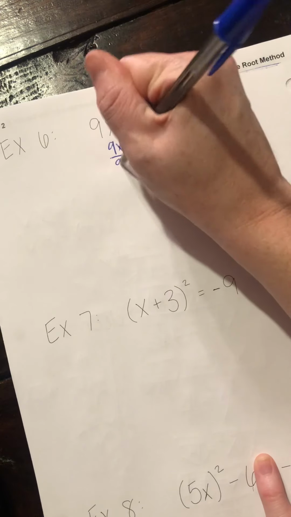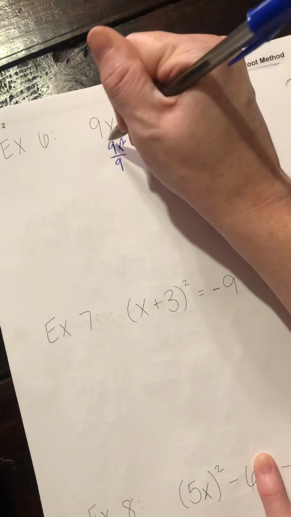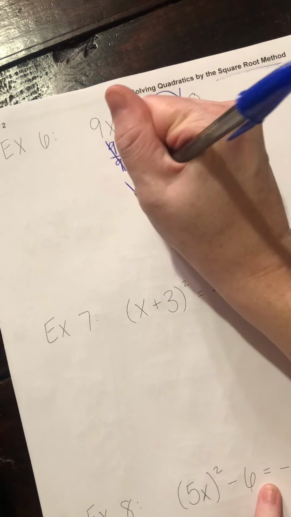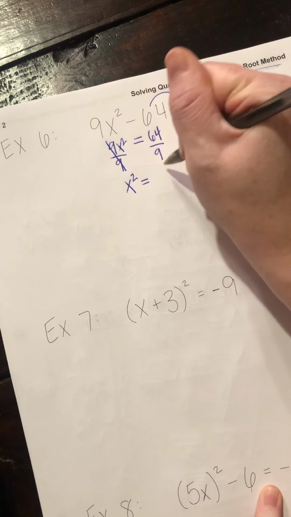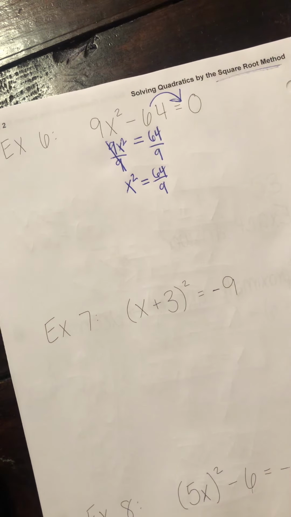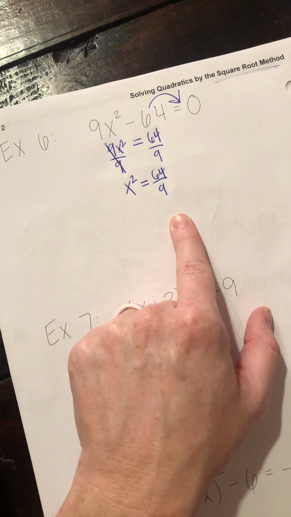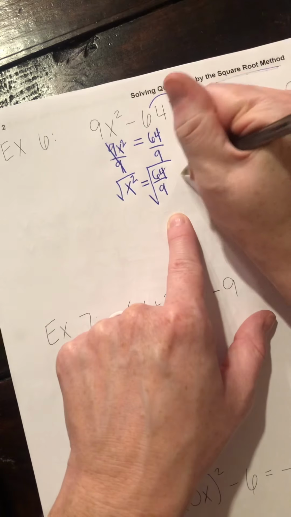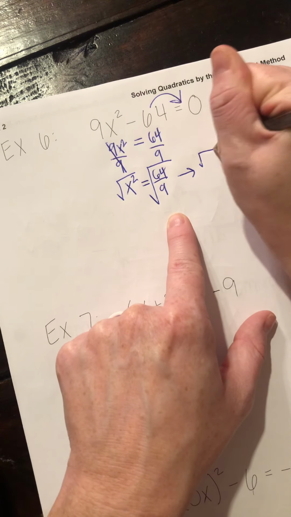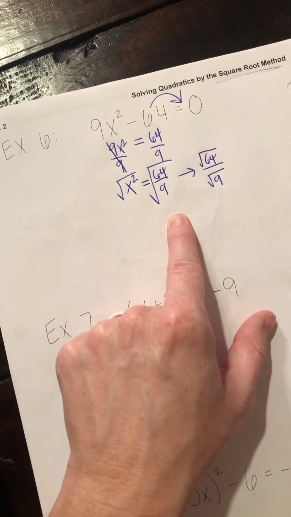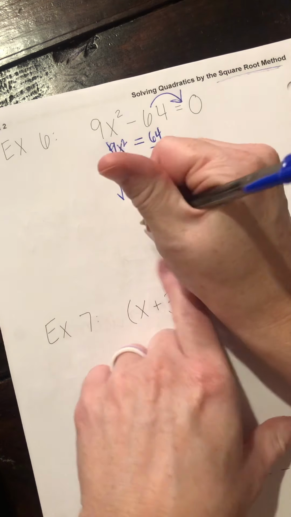Then I'm going to divide by 9 on both sides so that I get x squared all by itself. Now, I know we created a fraction, and nobody likes fractions, but these are pretty numbers. So when I take the square root of both sides, please remember, you are going to take the square root of the numerator and the denominator individually.